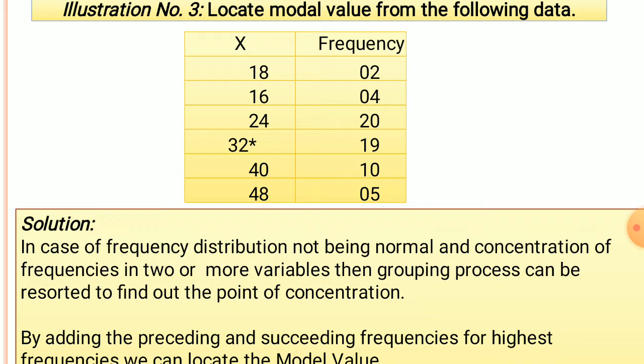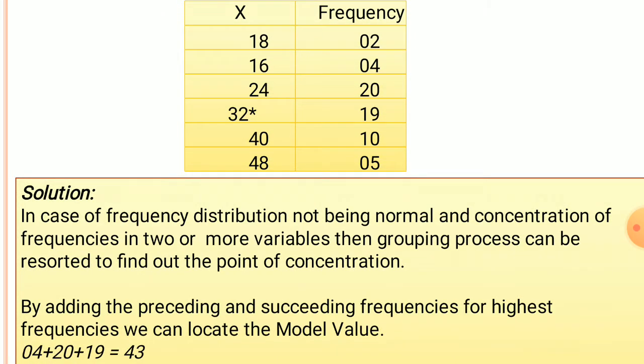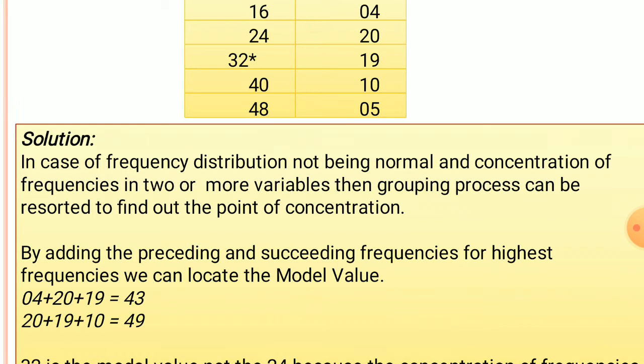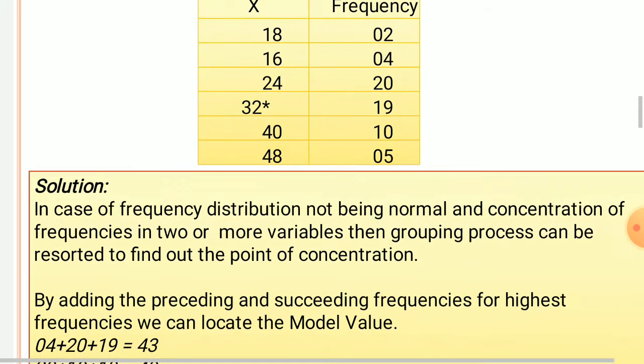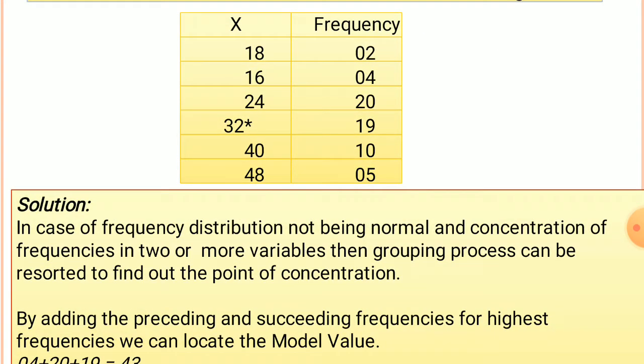Concentration of frequencies in two or more variables. In such a case the grouping method can be used. By adding the preceding and succeeding frequencies for the highest frequency, we can locate the modal value. So here the highest frequency is 20, the one preceding that and the one succeeding that.